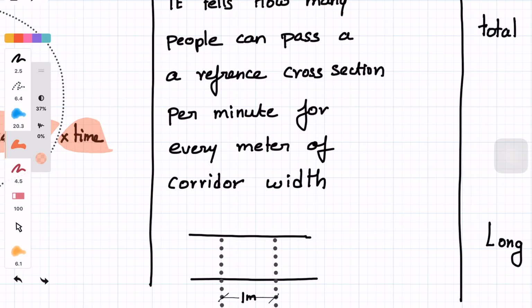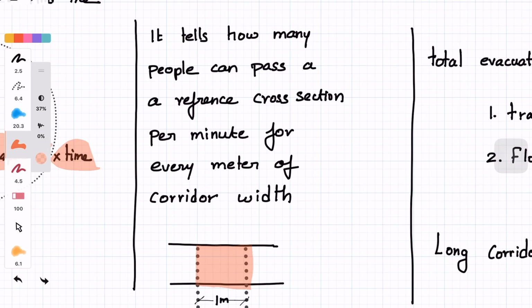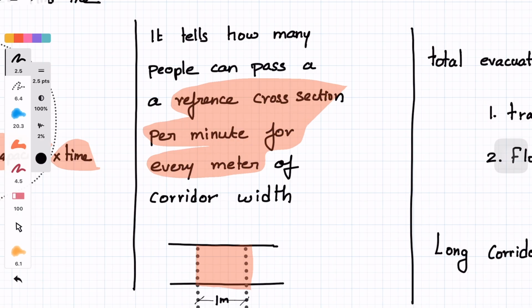It tells us how many people can pass a reference cross section per minute for every meter of corridor width. In this corridor flow calculation, we are looking only at the reference cross section per minute for every meter. So it is for a unit meter.